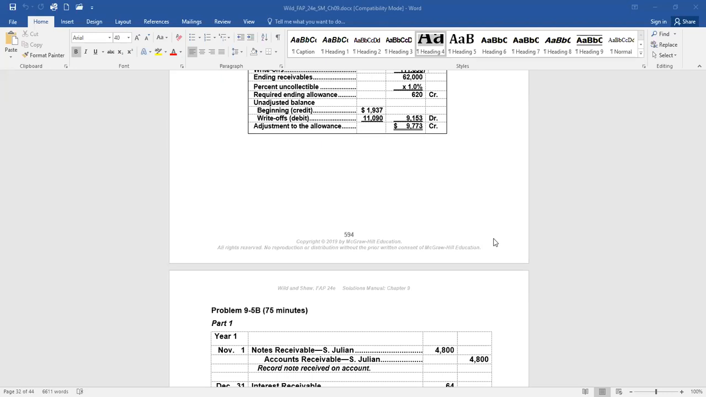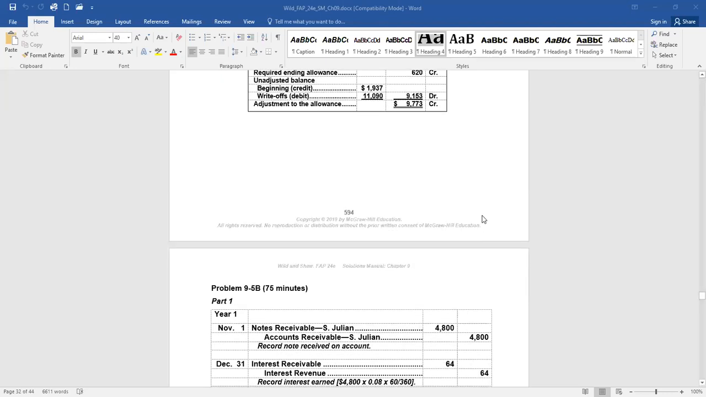So you can see on the bottom of your screen that we would debit notes receivable and credit accounts receivable for the $4,800. That occurs on November 1st of year one. Their year end is December 31st. Remember, any interest that has been earned from November 1st through December 31st, even though it's not due to be paid, must be recorded as interest revenue by the end of the year.